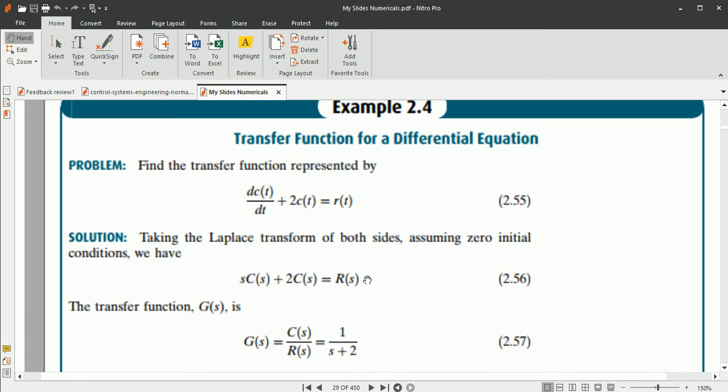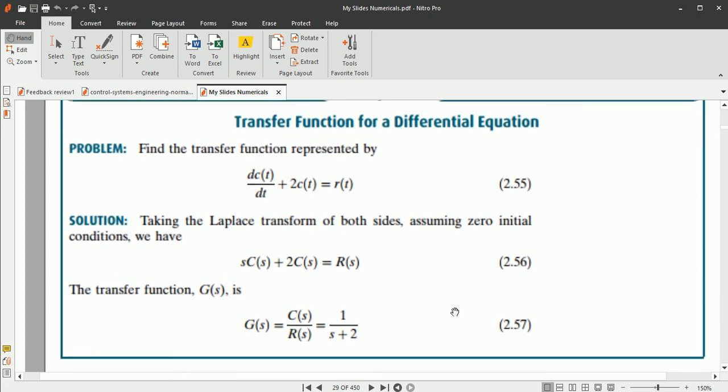Now you know that r of s is equal to r of s multiplied by 1, so take it here at the denominator and this here. That will be C of s over r of s is equal to 1 over s plus 2. Clear? Okay, good. So this is how you obtain the transfer function from any differential equation. Now you have got the transfer function.